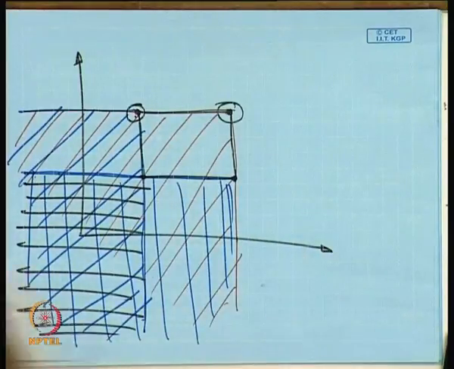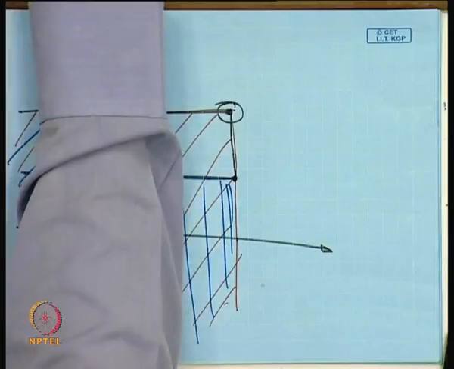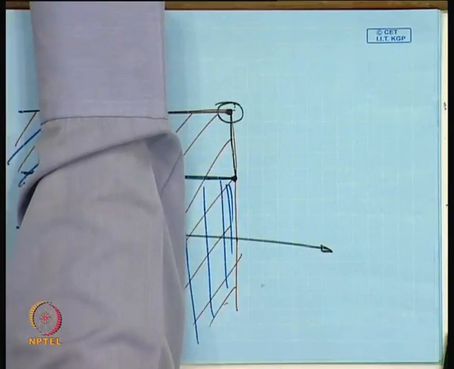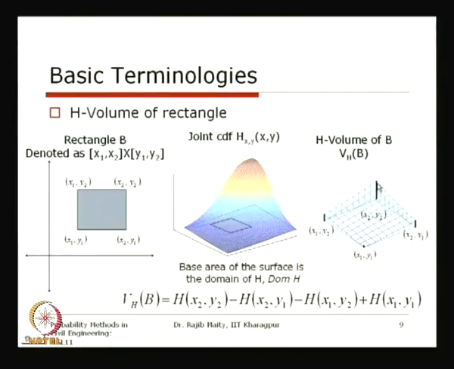And this is why, when we are talking about this H volume, that means that time we are taking this area minus, so this ordinate is nothing but the total volume under the PDF that we just discussed. So this one minus this ordinate minus this ordinate plus this one gives you the H volume over this rectangle.